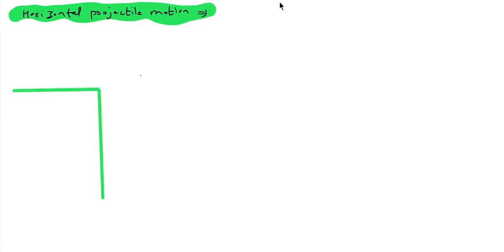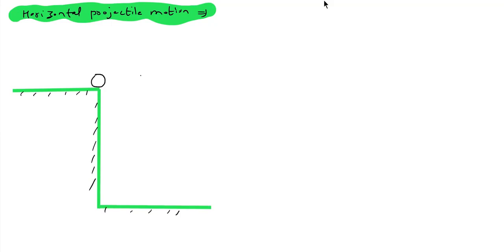So let me have the tower. Now, what is the tower? Some cliff, tower, anything you can call it. So from here, we'll project a particle. So let this be a particle. I'm going to project a particle with the speed u, with the horizontal speed. So here what I'll be doing, I'll throw this particular stone ball horizontally.